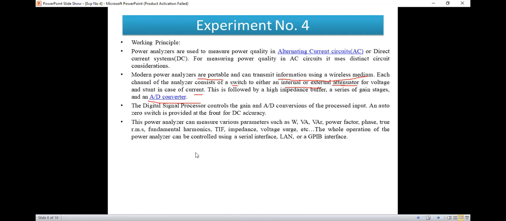Now the power analyzer can measure various parameters, or it can monitor various parameters such as watt, that is power, VA, that is KVA rating, VAR, that is reactive power, then power factor of the system, phase or phase angle, then true or RMS fundamental, harmonic content in the power system, then TIF, impedance, then voltage surge. What is meant by surge?